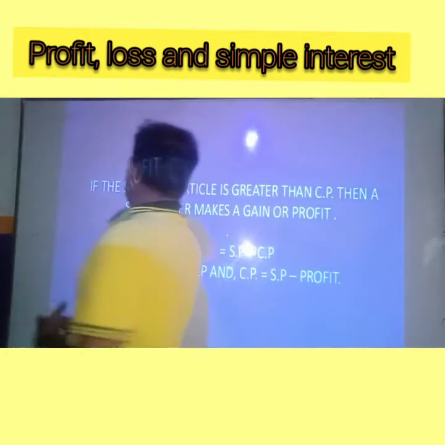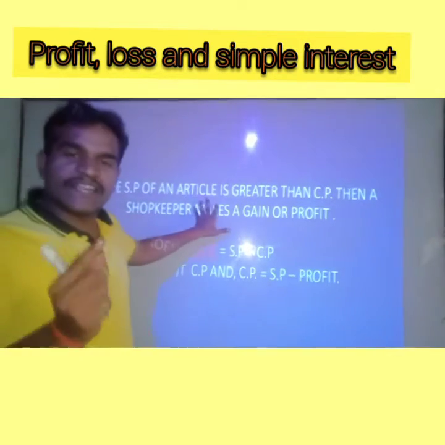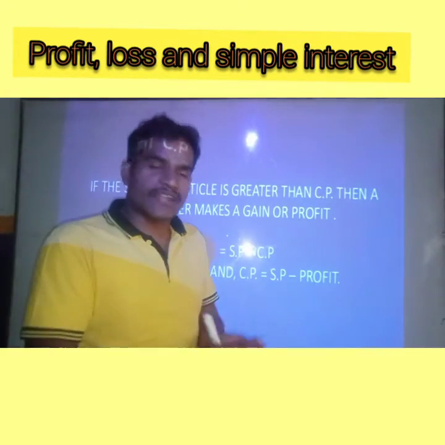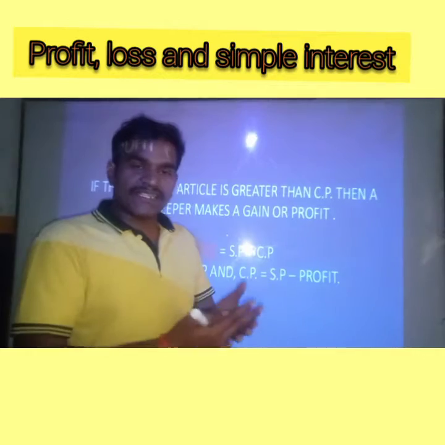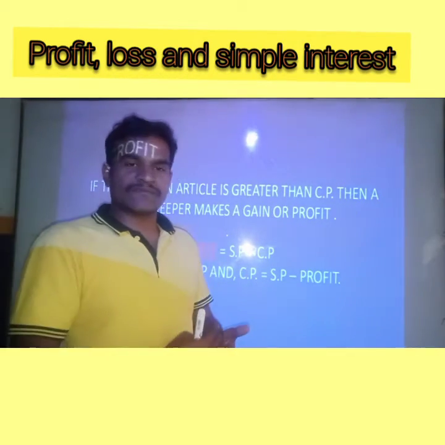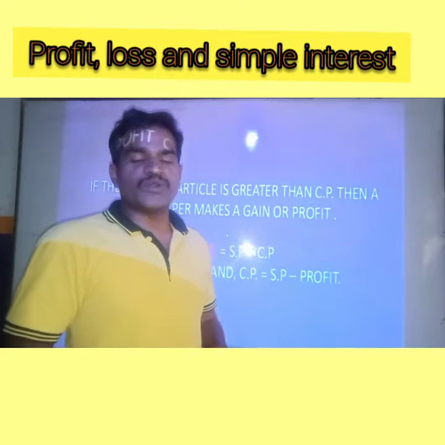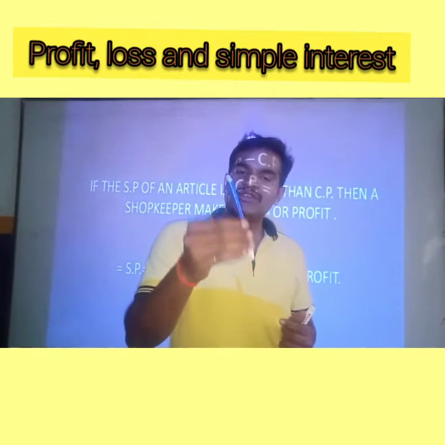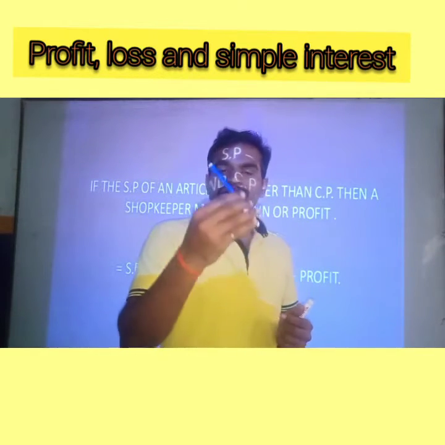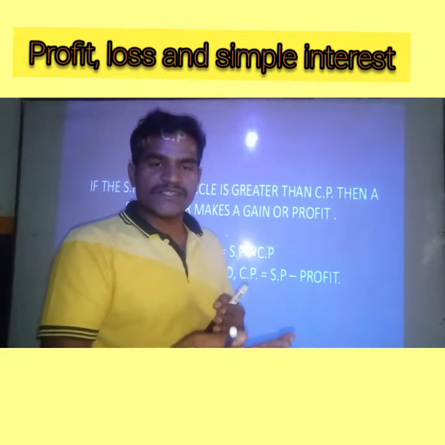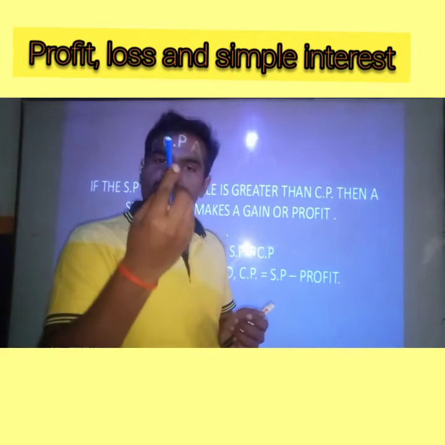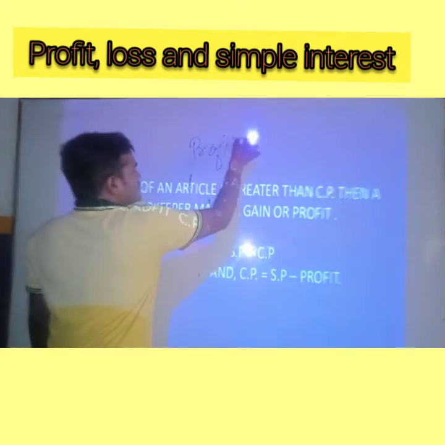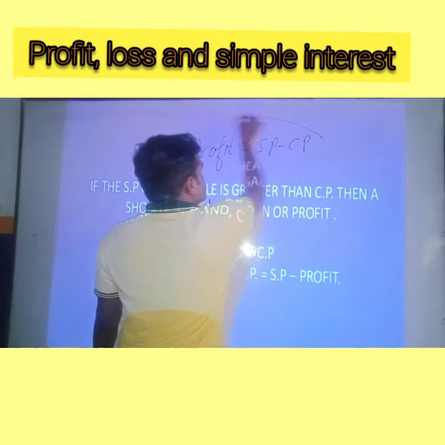Now children, when the SP of an article is greater than the CP, it means when a shopkeeper sells that article at a price greater than the cost price, then the shopkeeper gets a profit. Suppose you have purchased this pen for 5 rupees and you are selling it for 6 rupees. So 6 rupees is greater than 5 rupees. It means you will get a profit of 1 rupee. So children, profit is equal to SP minus CP.